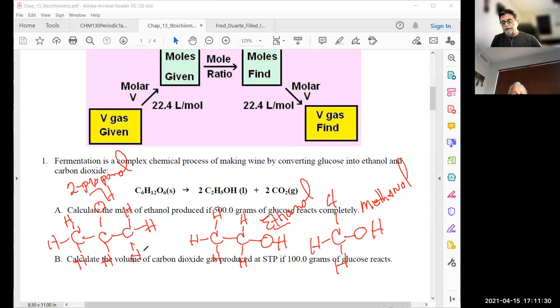Pro means 3 carbons, and then there's 2 types. There's the 1-propanol, but that's rubbing alcohol. All of them have in common the OH group, the alcohol. Well, back to the fermentation.